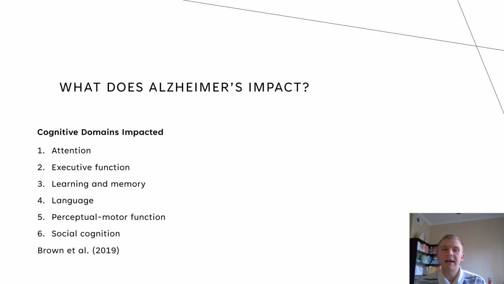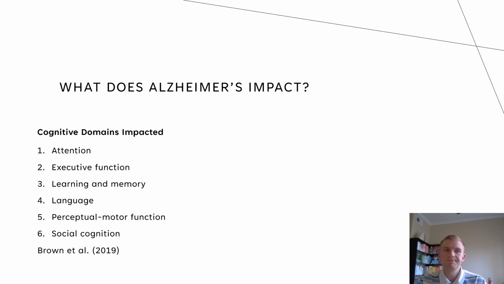Then there is perceptual motor function. This is the idea that it might be difficult for somebody to find their way back to their car. They may find themselves getting lost, even in very familiar places. And then the sixth one is social cognition. This can be difficulty having conversations with other people, difficulty understanding different social cues, or reading others' body language.